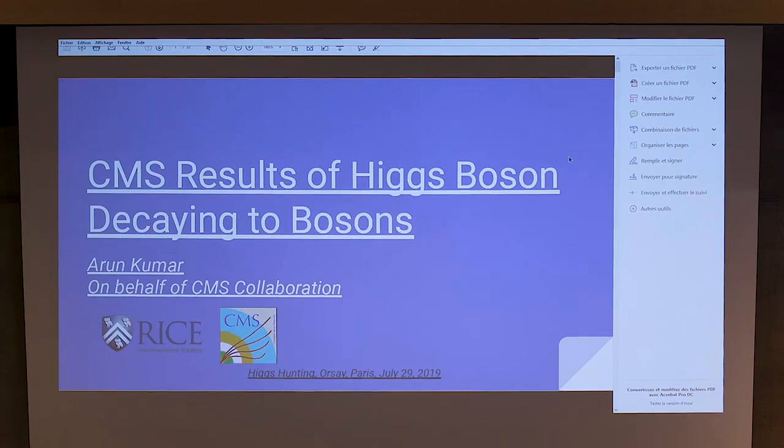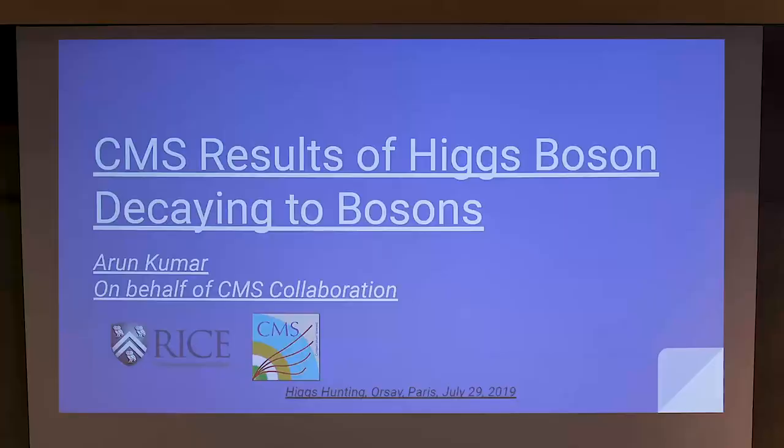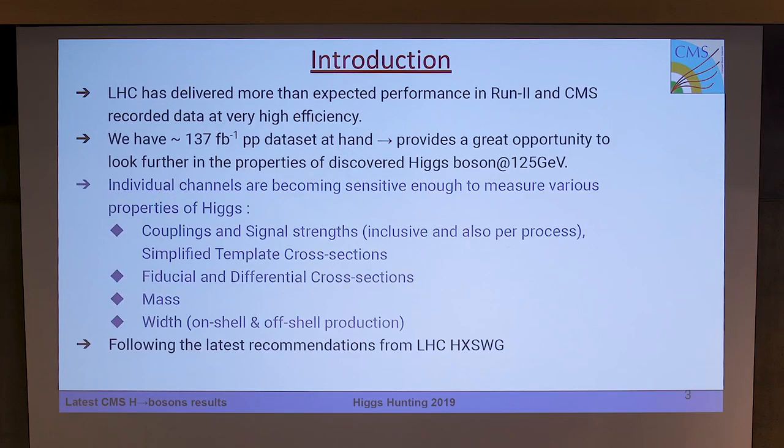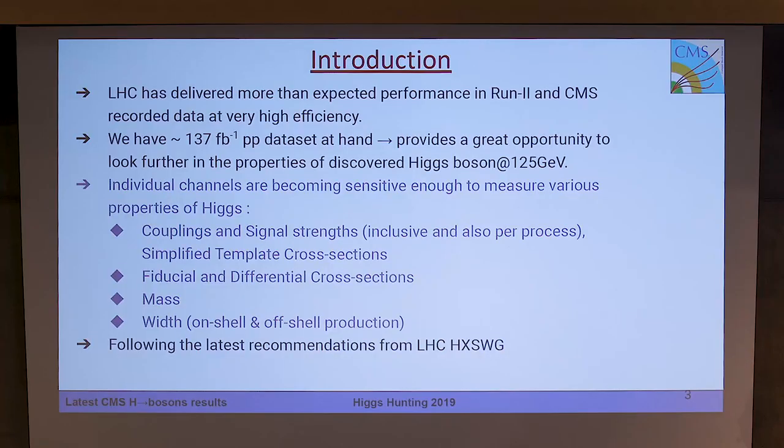Okay, hello. I'm going to give you an overview of the CMS results for the Higgs boson decaying to vector bosons. In the introduction, with Run 2 concluded, the LHC has delivered more than expected performance, and we have around 137 inverse femtobarn of proton-proton data at hand, which provides a great opportunity to look further into the properties of the discovered Higgs boson at 125.